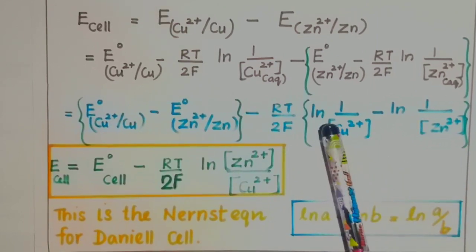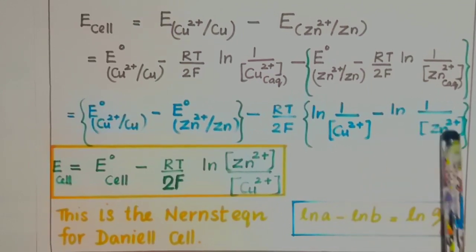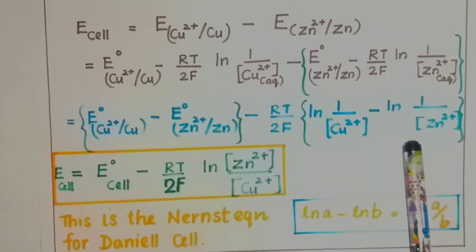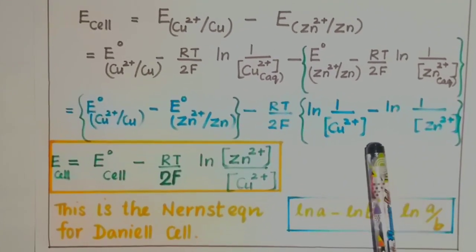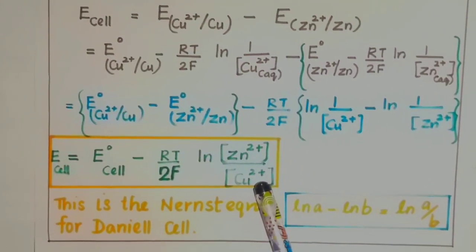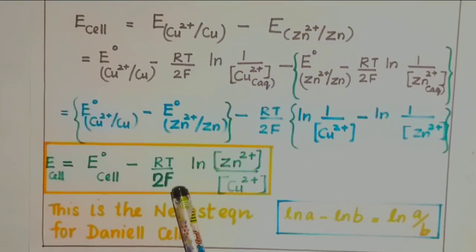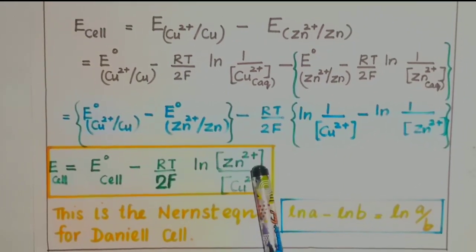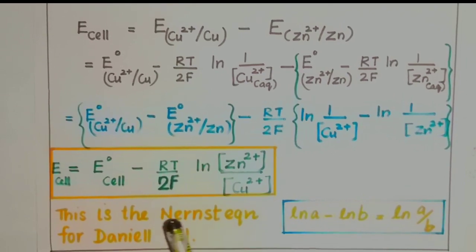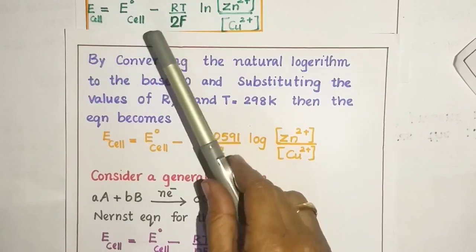Then we can write ln of 1 by concentration of Cu2+ divided by 1 by concentration of Zn2+. That is, we can write it as ln concentration of Zn2+ by concentration of Cu2+. So this equation can be written as E cell is equal to E0 cell minus RT by 2F into ln concentration of Zn2+ divided by concentration of Cu2+. This is the Nernst equation for the Daniell cell.